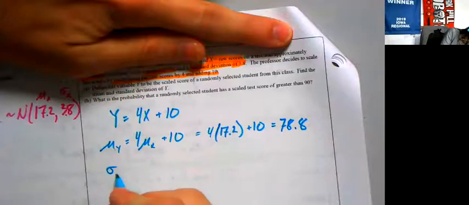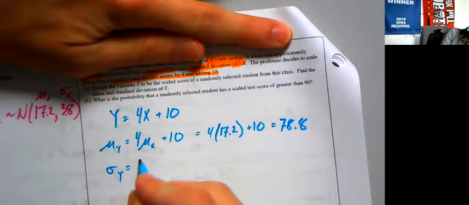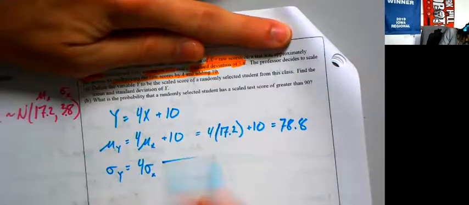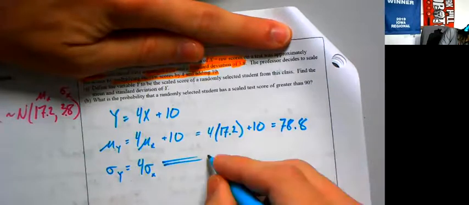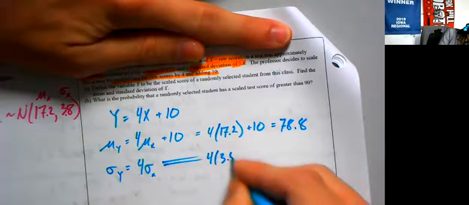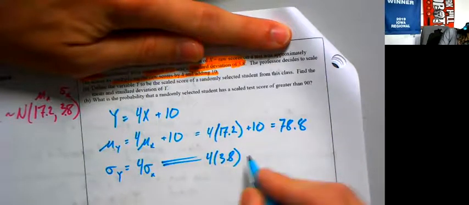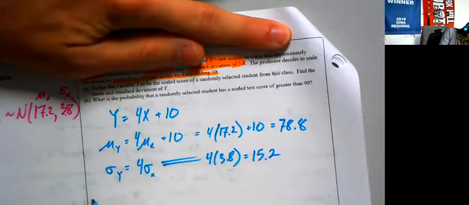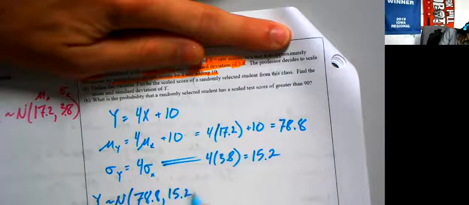Standard deviation of Y is just going to be 4 sigma X, not affected by the adding. What's that going to give you? 4 times 3.8. 4 times 4 would be 16. 4 times 0.2 is 0.8. So that's going to be 15.2. So now we can say that Y is distributed normally, mean of 78.8, standard deviation 15.2. Again, very important that we can write all this stuff down with the notation.